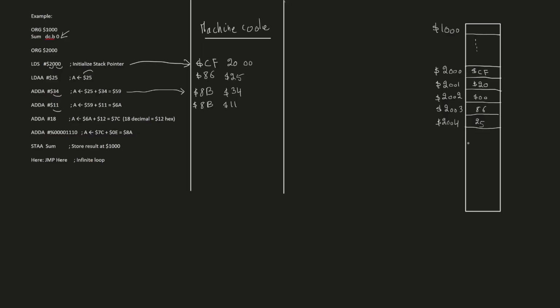So let's fill the content in memory. We're at 25. Next, at 2005, the content is 8B. Next, we increment by 1, so it's 2006. And then the content is 34. Next, at 2007, the content is 8B, and then next, 2008, the content is 11.